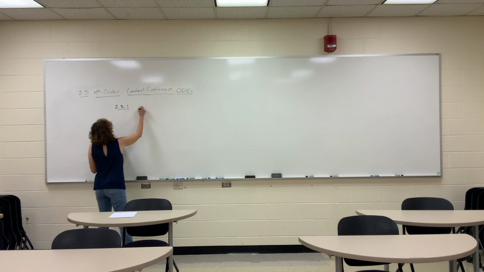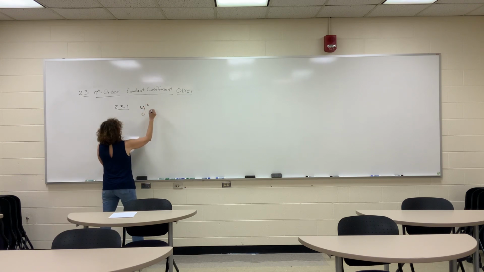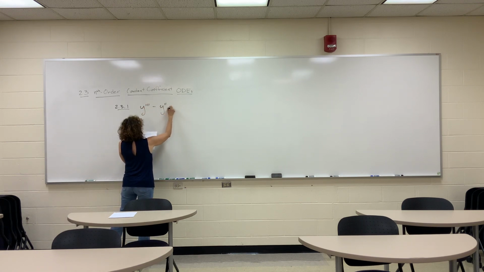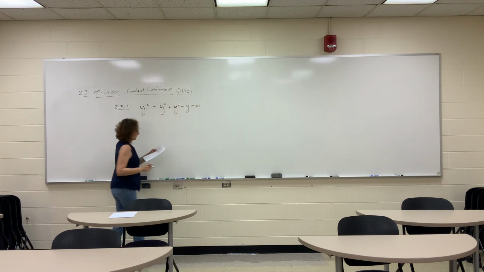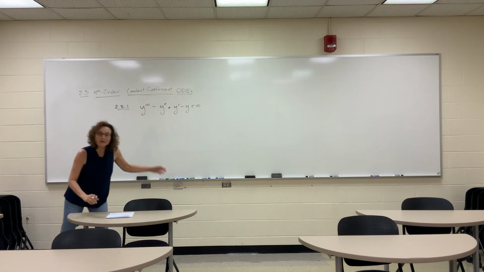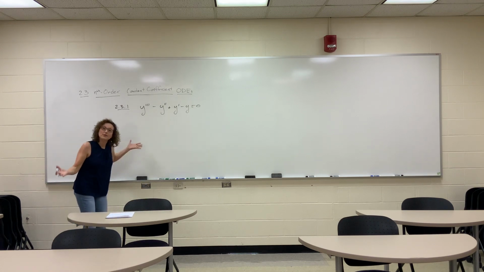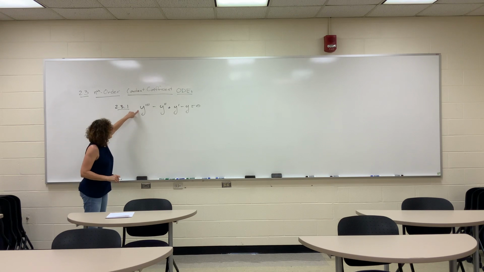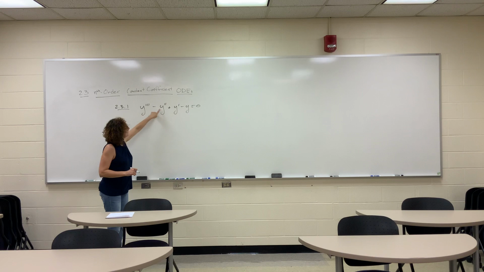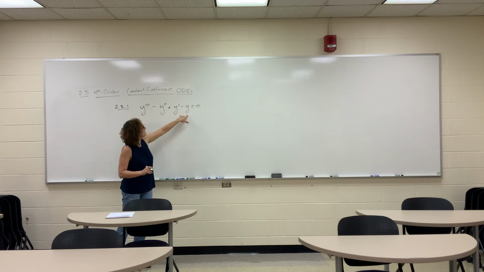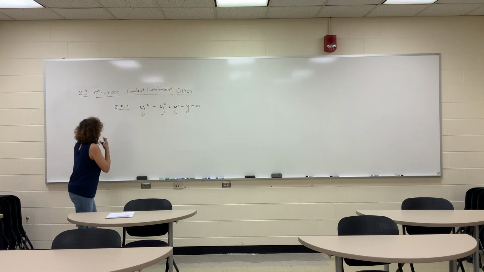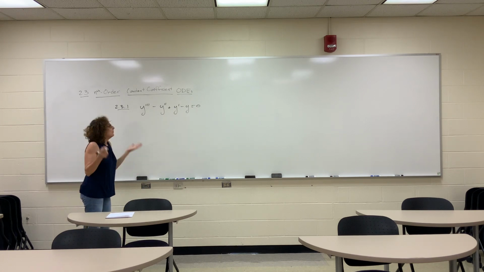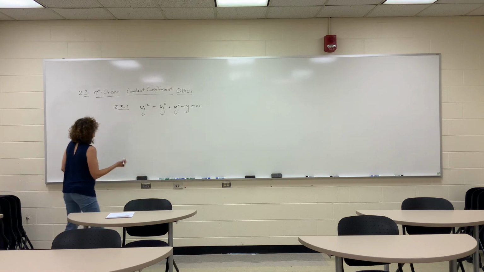2.3.1, here it is. y''' minus y'' plus y' minus y is equal to 0. Okay, solve, right? Find all functions out there in the world. That's what this equation is saying. Find all functions out there in the world whose third derivative minus their second derivative plus their first derivative minus themselves ends up just being 0. What are they? Okay? What are all of them? Well, again, you could guess, but that's just not a very good idea.